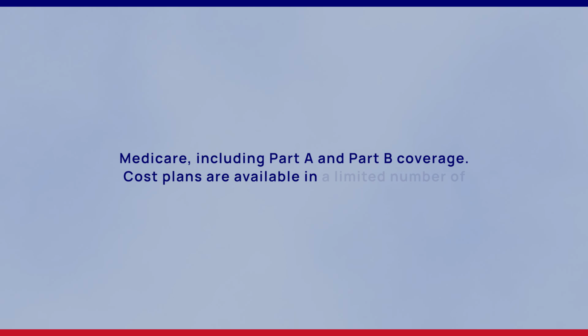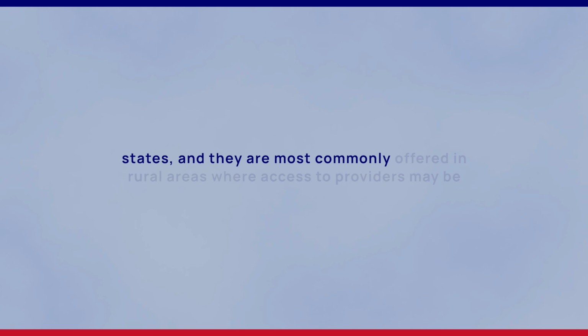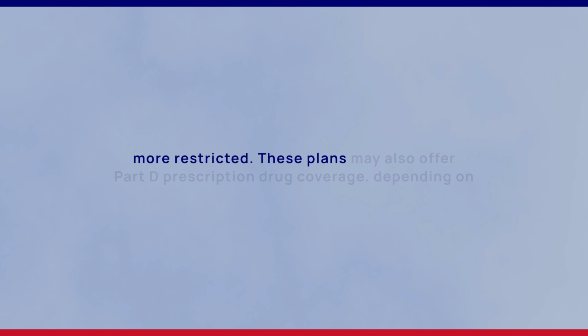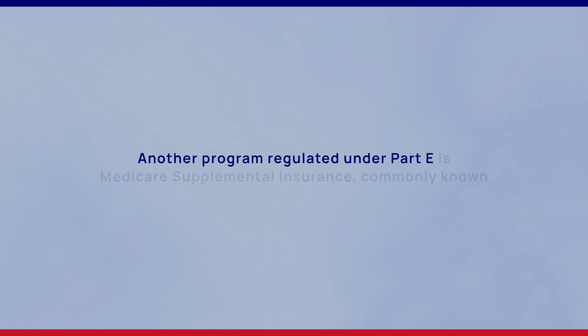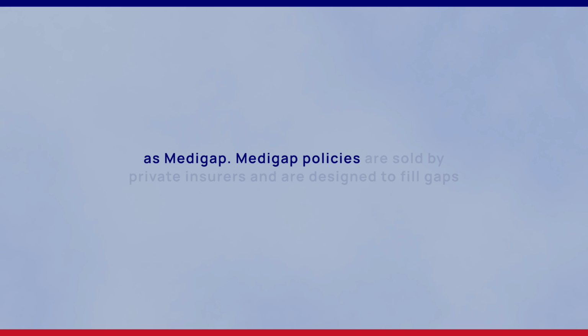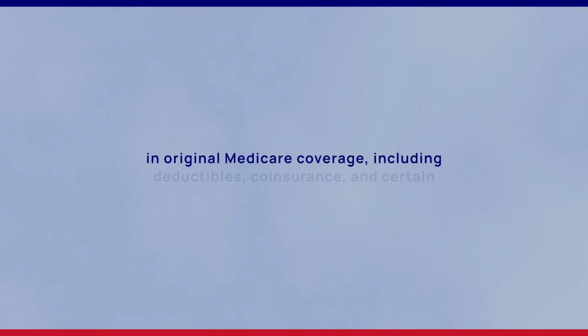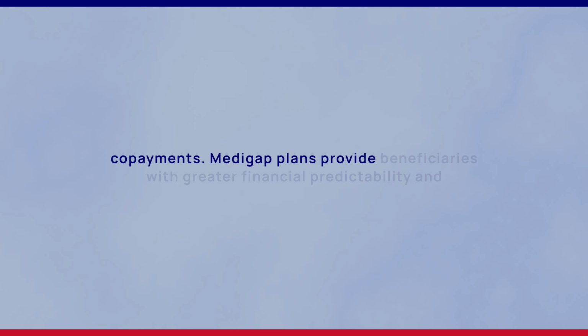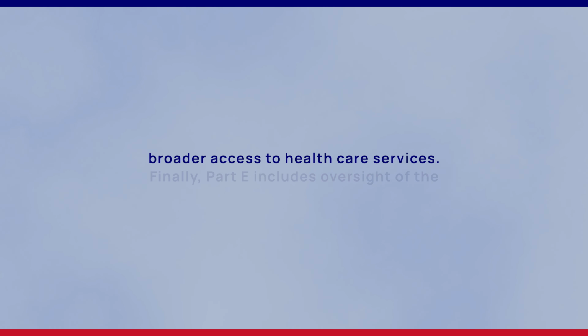Cost plans are available in a limited number of states, and they are most commonly offered in rural areas where access to providers may be more restricted. These plans may also offer Part D prescription drug coverage, depending on the specific plan. Another program regulated under Part E is Medicare Supplemental Insurance, commonly known as Medigap. Medigap policies are sold by private insurers and are designed to fill gaps in Original Medicare coverage, including deductibles, coinsurance, and certain copayments. Medigap plans provide beneficiaries with greater financial predictability and broader access to health care services.